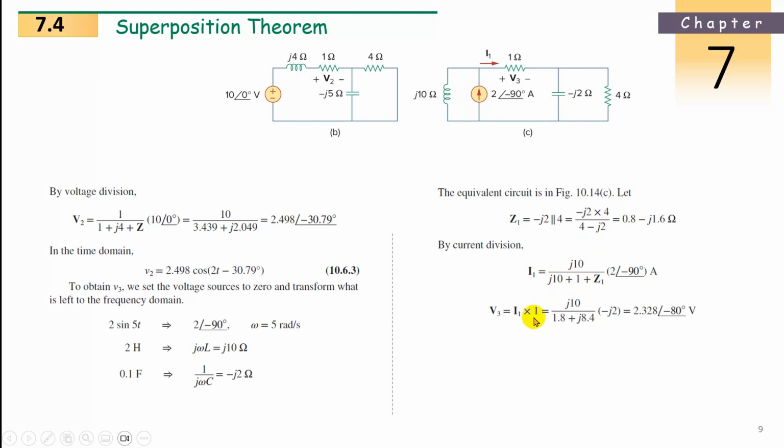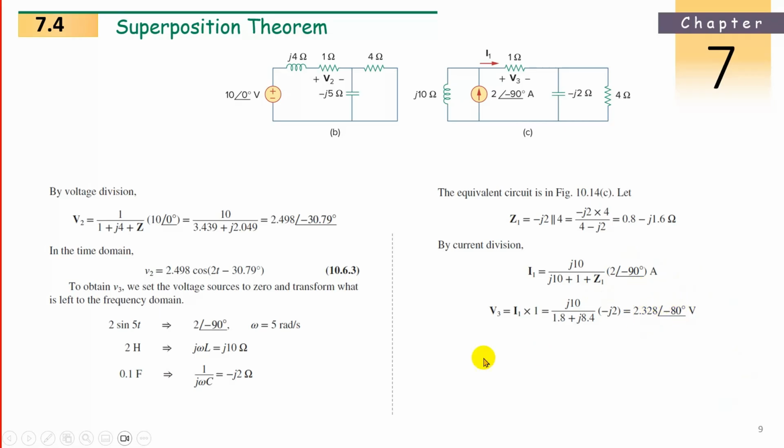So what is V3? Current is flowing in the same direction, so it is positive only. V3 is nothing but I1 multiplied by 1 ohm. So I1 is nothing but j10 divided by 1.8 plus j8.4. If we add everything here with Z, you will get minus j2. What is 2 at an angle minus 90? It is minus j2, because I am converting into rectangular form and the minus sign will go here. So just multiply and divide, you will get 2.328 at an angle minus 80 degrees.